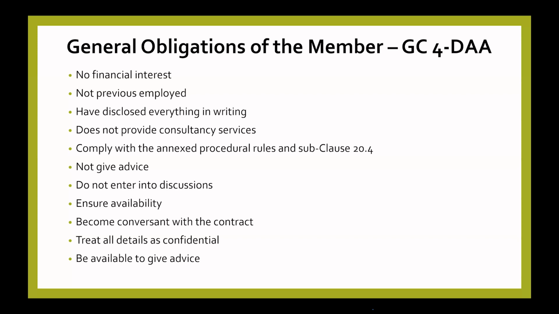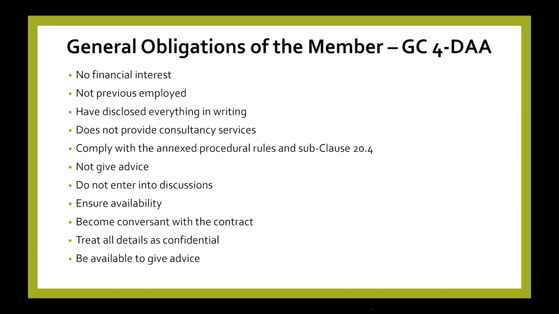Comply with the procedural rules. DABs are not to give advice to individual parties. So any communication with the DAB members must be to both parties. They cannot be seen to be having a discussion or a lunch or any form of that kind of interaction or giving individual advice. If advice is sought, a copy must be sent to the other party. And when they reply, everybody is copied in the advice that is given. Do not enter into discussions.